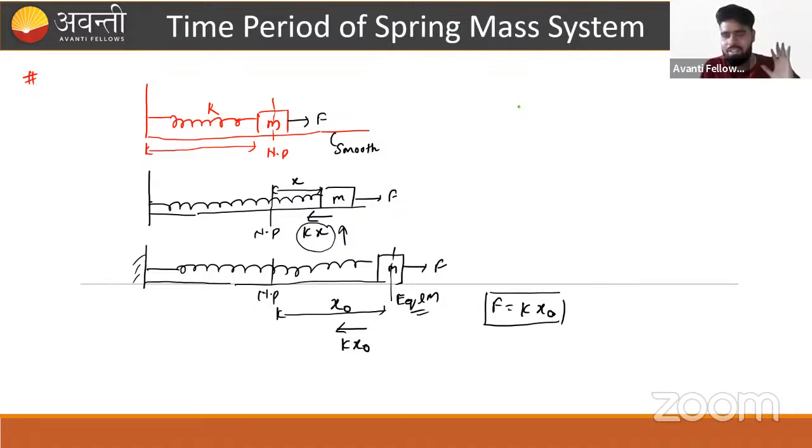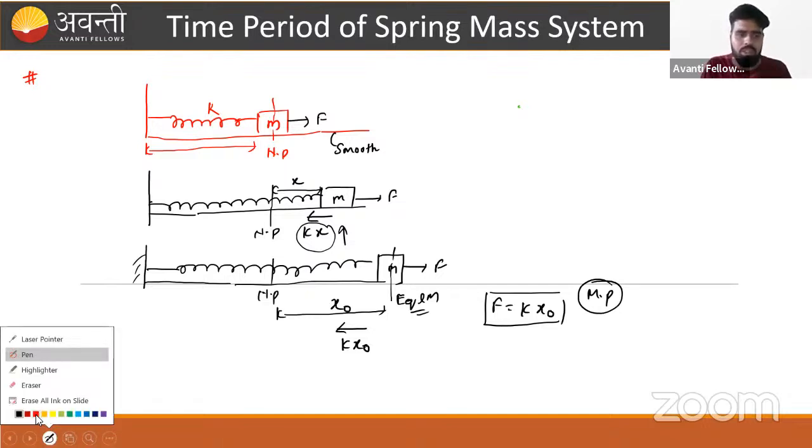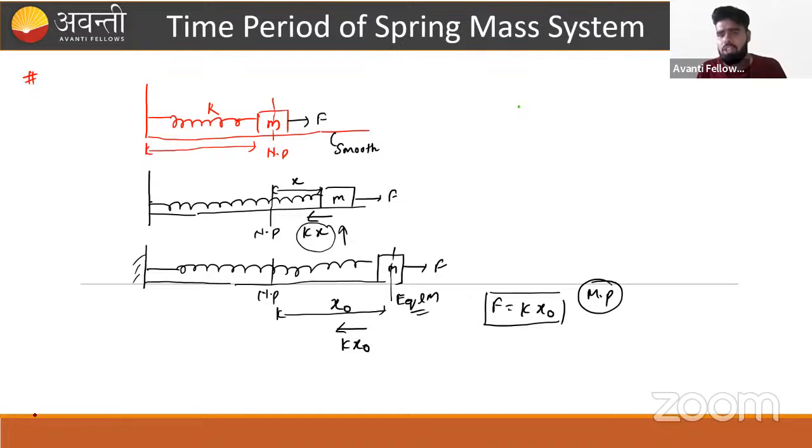Let's start the SHM. Sir, why are we doing such things? Because in order to check whether the block will perform SHM or not, firstly we have to find the mean position. This is the important relationship. This is our mean position or equilibrium position. Our story will start from the mean position. We have to keep that in mind. What is the next step, beta?